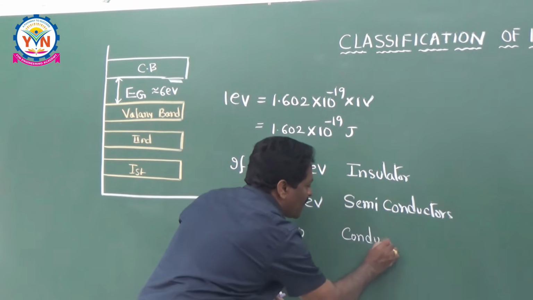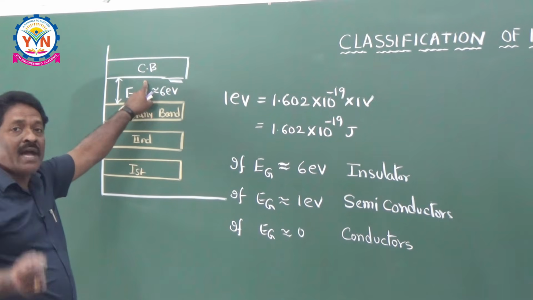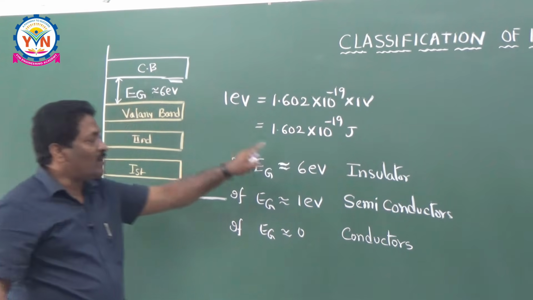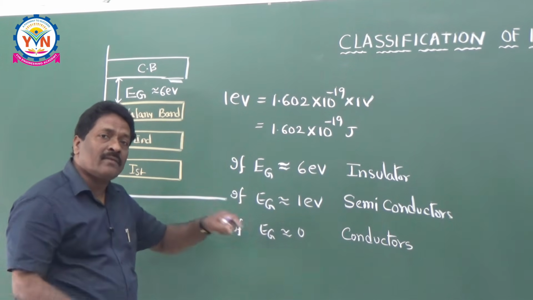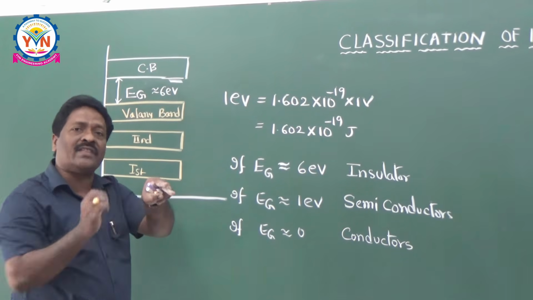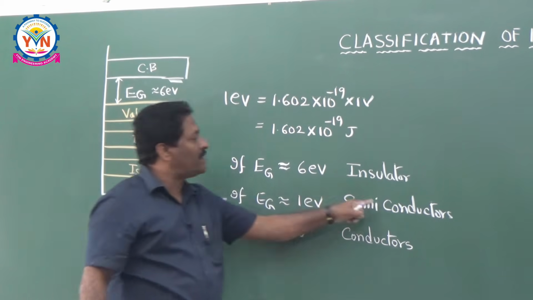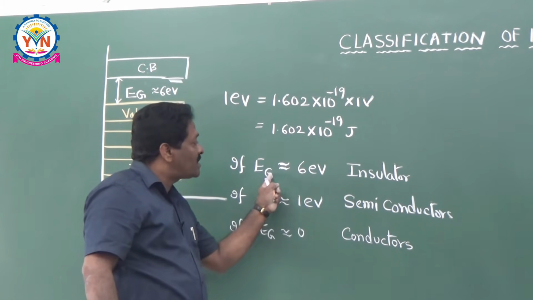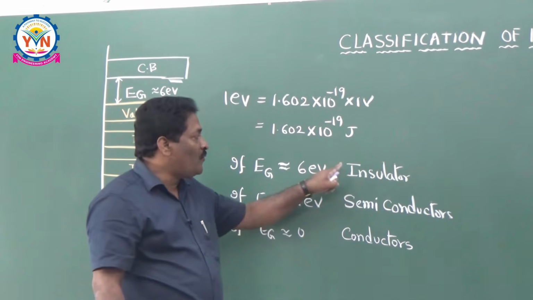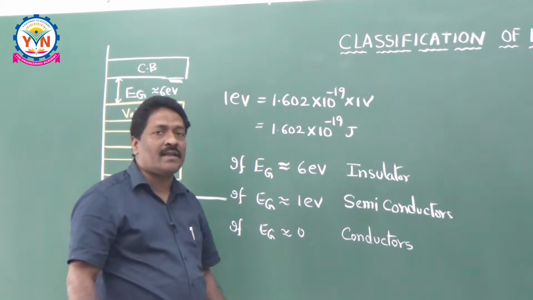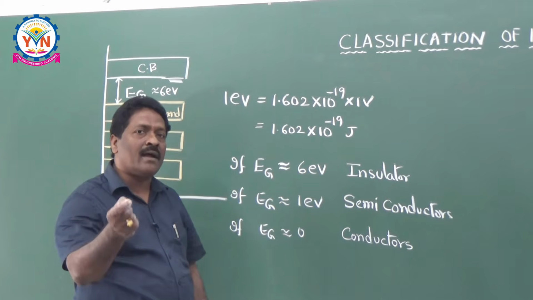There are 3 materials, friends, depending upon the energy gap existing between the valency band and conduction band. I am telling 3 materials: insulators, semiconductors and conductors. So in conductors what happens? Valency band and conduction band overlap with each other. A small gap existing between valency band and conduction band means semiconductors. And a large gap existing between valency band and conduction band means insulator. So that's why, if you want to define different types of materials, you should know how much energy gap is existing between your valency band and conduction band.